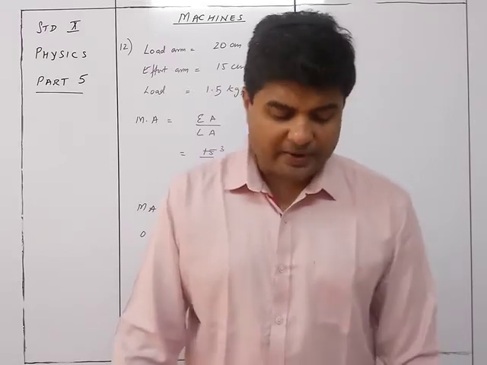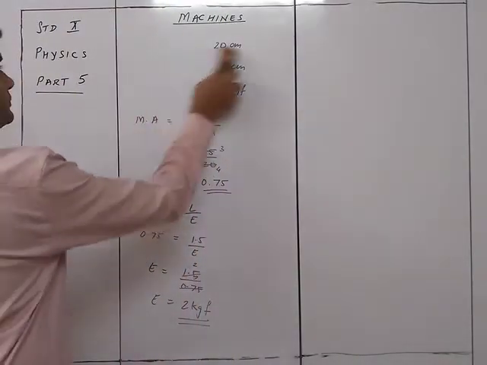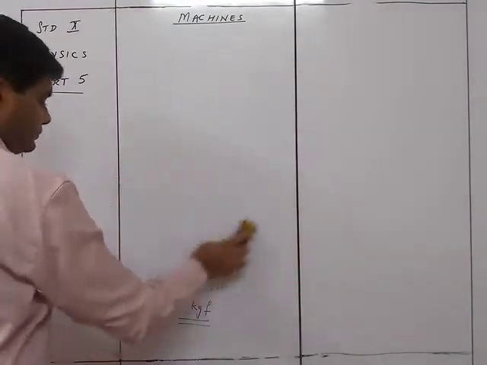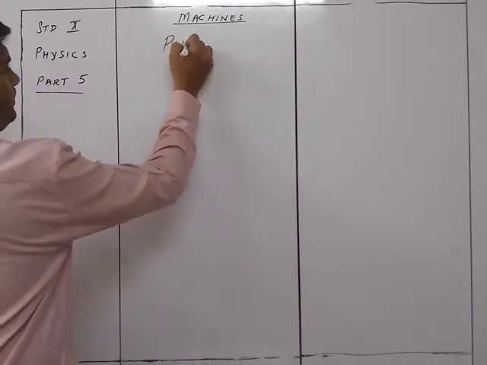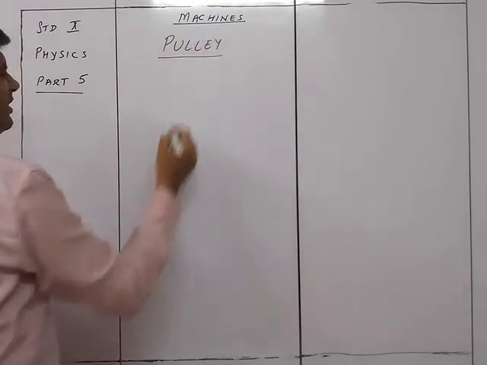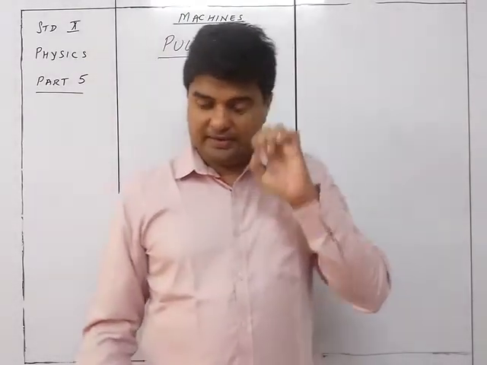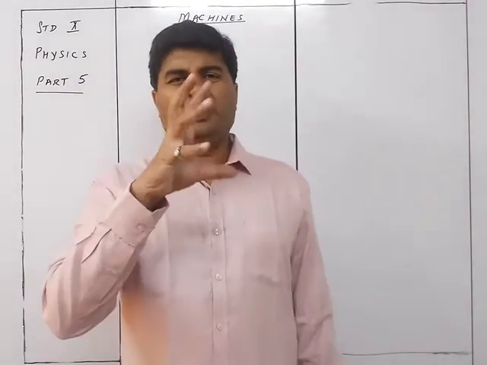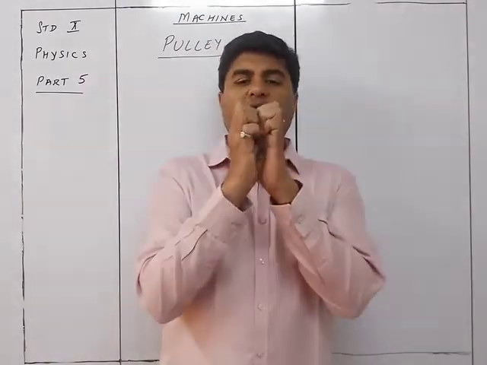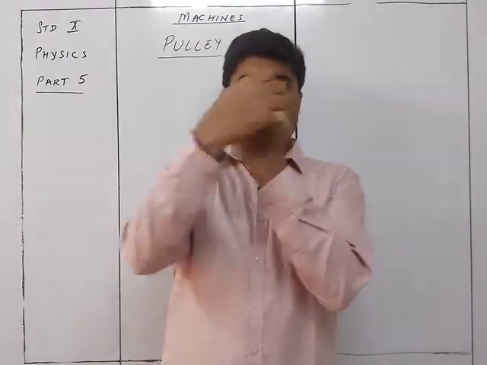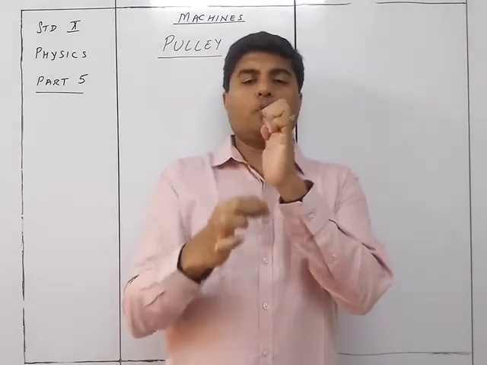Now we move on to the next part of the chapter, that is pulley. Okay, we'll continue now with pulley. So now what we have is pulley. A pulley, if you see, is a simple wheel. It's just a simple grooved wheel, a wheel which has got a groove over here. So it will be a complete circular wheel, and it will be having a V-shaped groove like this, so that the rope can pass through over here.